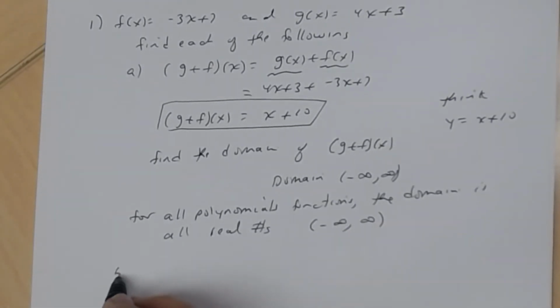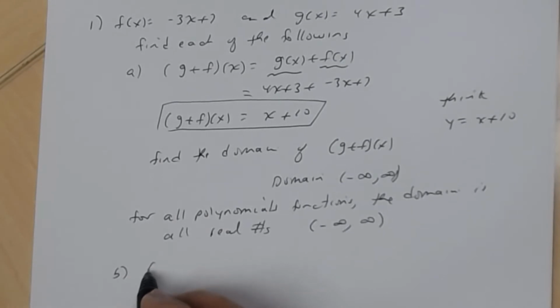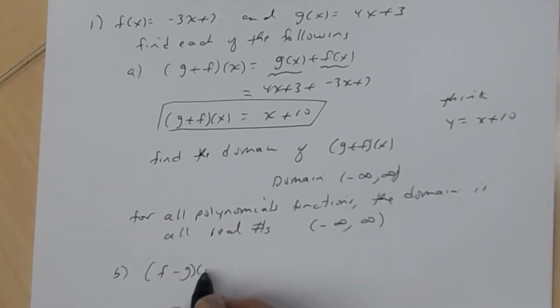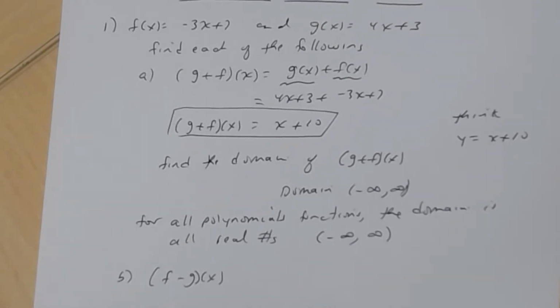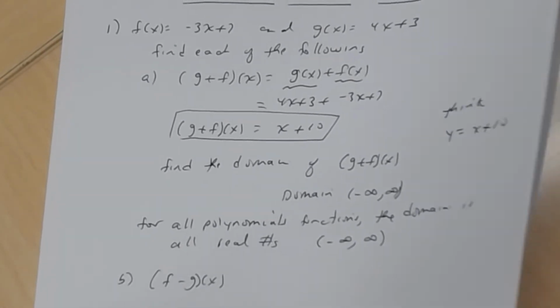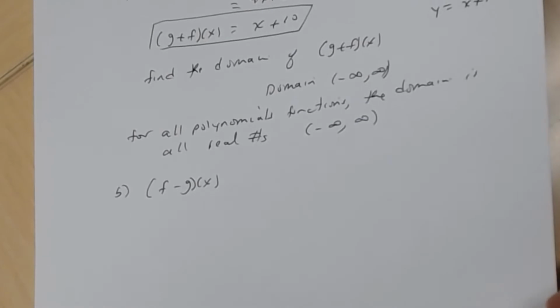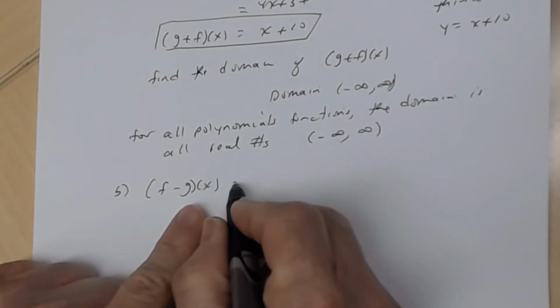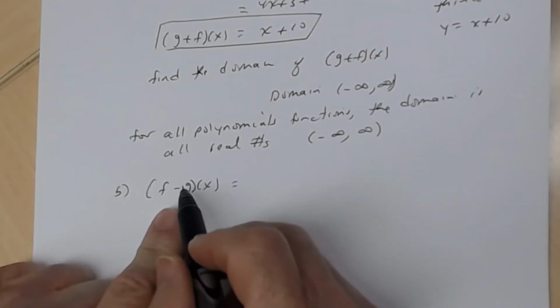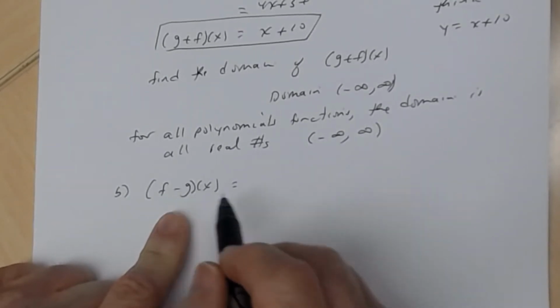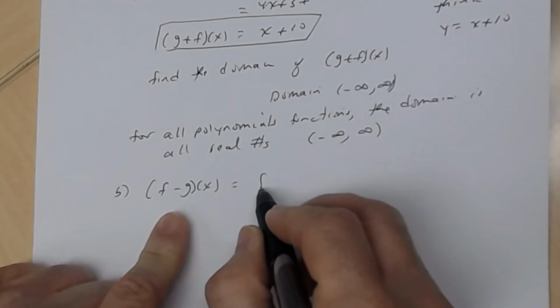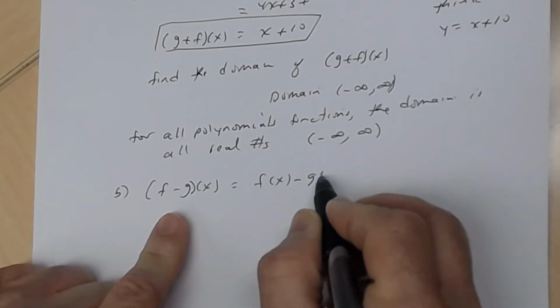Okay, part B. Suppose you want to find, let's say, f minus g at x. Well, remember what we mean by that, the definition. By definition, I can write this as, and first of all, remember that subtraction is not commutative, so the order does matter. Since f is listed first, I must put f first. So that's f of x minus g of x.